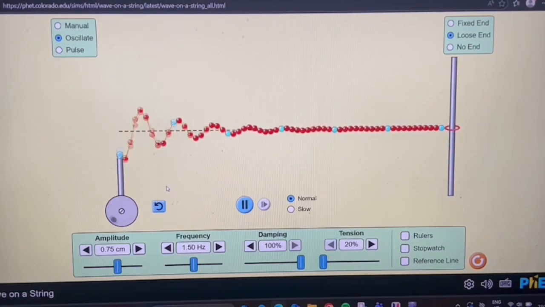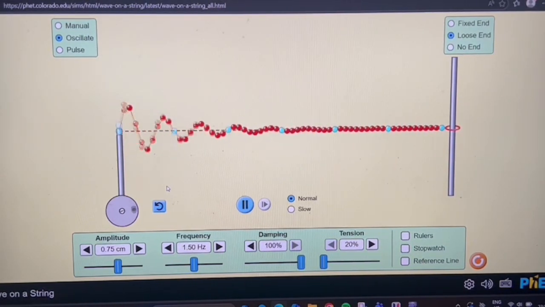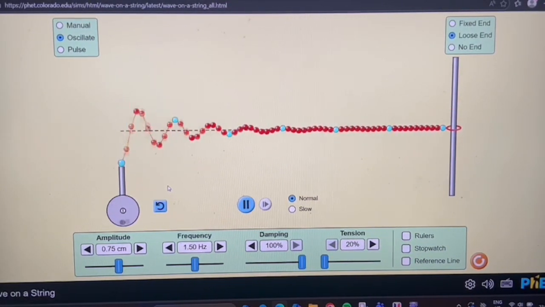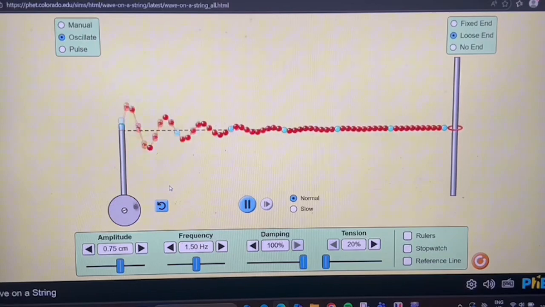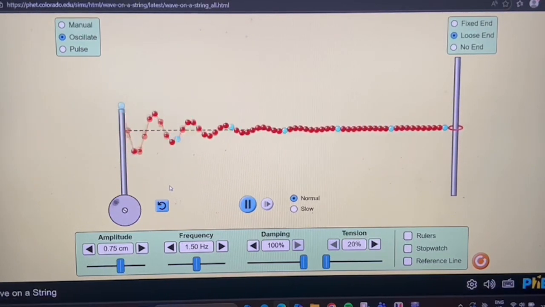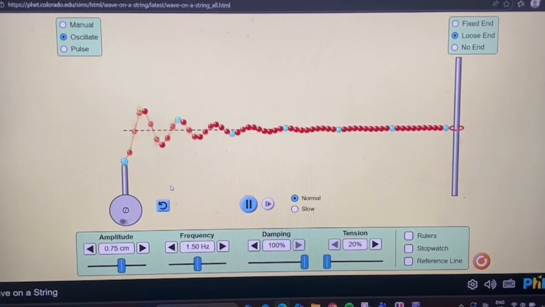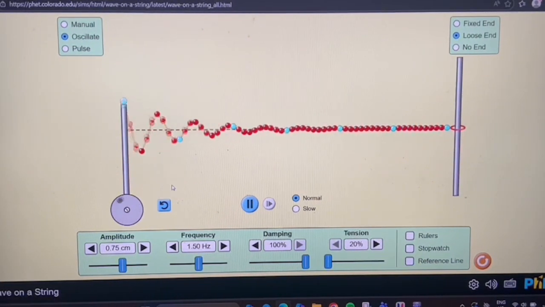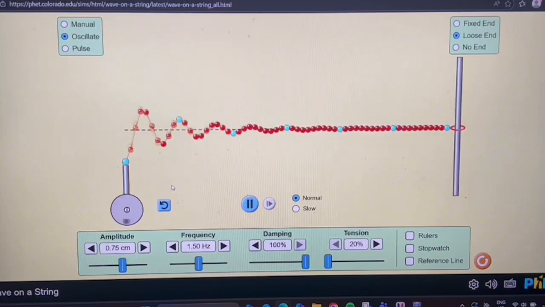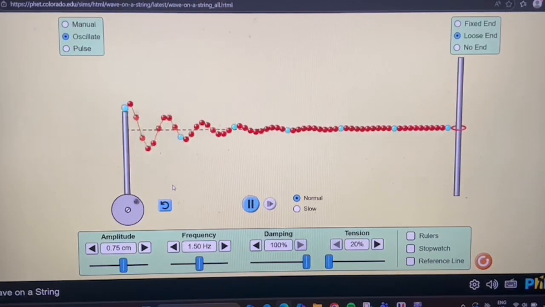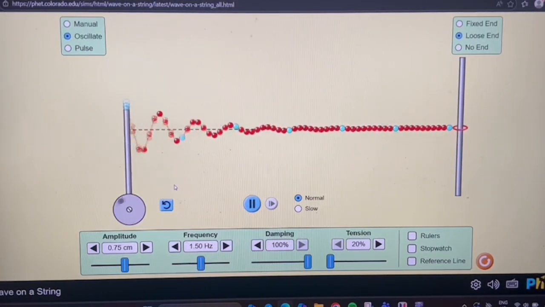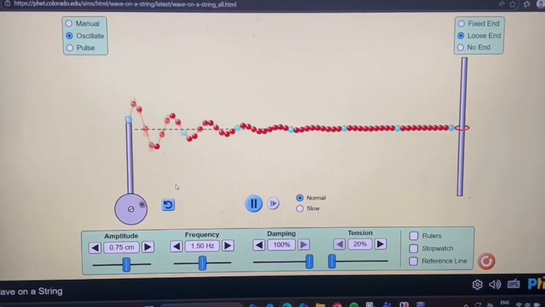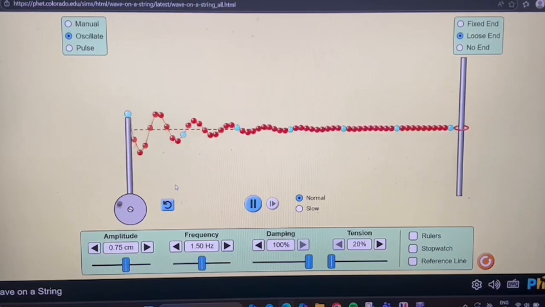When low tension happens, the wave speed is low, so the pulse travels slowly. And when high damping happens, there is large energy loss, so the wave dies out fast. Because the end is loose, it is free to move, so no inversion occurs. The wave pulse travels slowly along the string due to the low tension, and because the damping is high, the reflected wave has small amplitude and loses energy quickly.